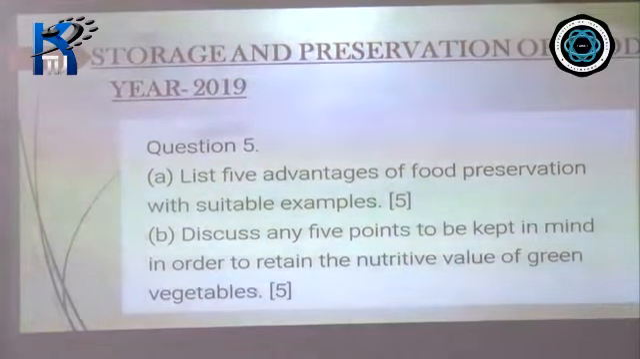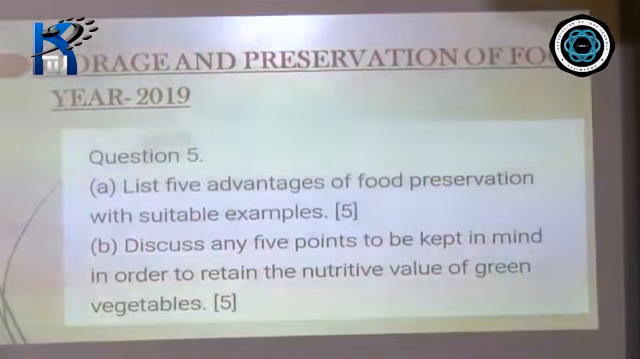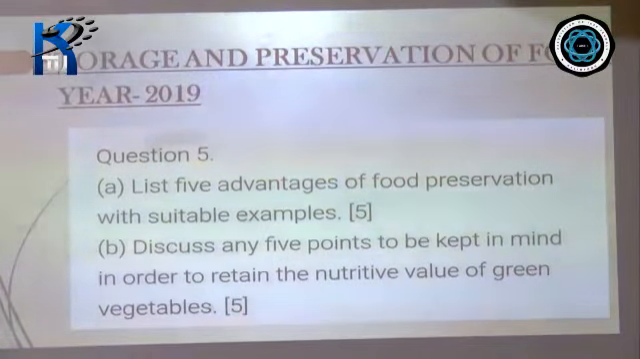Now I move on to the second chapter, storage and preservation of food. In this chapter, you have to study why food is preserved. As we all know, the fruits, vegetables, meat products, etc., cannot remain in the raw form for a long time. Hence, it is preserved and stored so that we can have it later on. In this context, 5 advantages of food preservation with examples has been asked for 5 marks. Points to be kept in mind to retain the nutritive value of green vegetables during preservation, that again carries 5 marks.